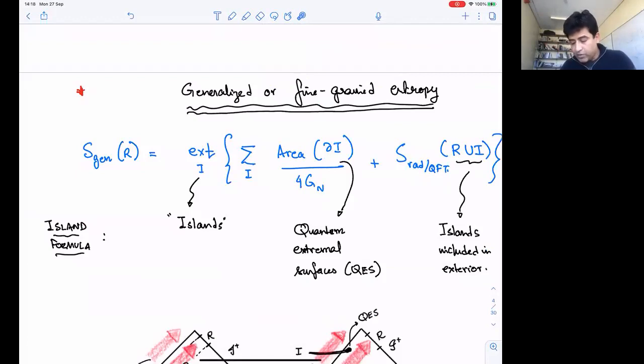Except what you're instructed to do is, to compute the von Neumann entropy of the radiation R, to actually consider unions of R with regions I. These regions I are the island regions, which are largely behind the horizon. You're instructed to include these islands and then consider the generalized entropy, which is S radiation of R union I, plus the Bekenstein-Hawking-like term evaluated at the boundaries of these islands. The boundaries of the islands are the quantum extremal surfaces. You're then instructed to extremize this functional for all choices of I. And it's the extremal value that you pick out as the correct entropy, or the von Neumann entropy of the radiation.